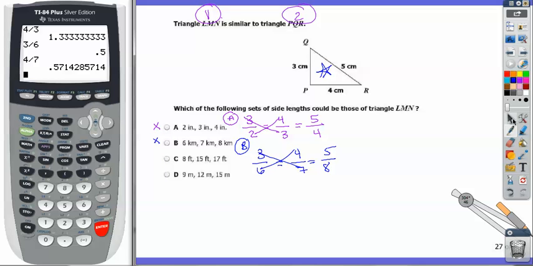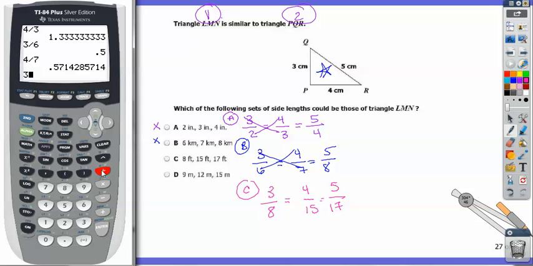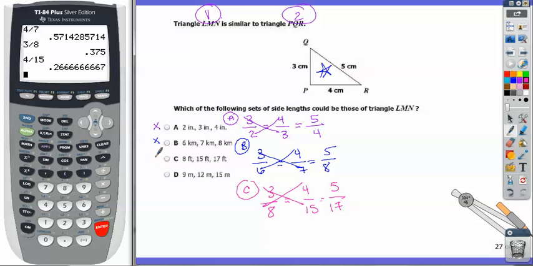So let's try C. I have 3, 4, 5. And I'm doing this on my scrap paper. It doesn't take me too long. 8, 15, 17. So let's see. 3 over 8 is 0.375. Fingers crossed. 4 over 15. Ooh, no. They don't match. No matching. So I know it probably is D.